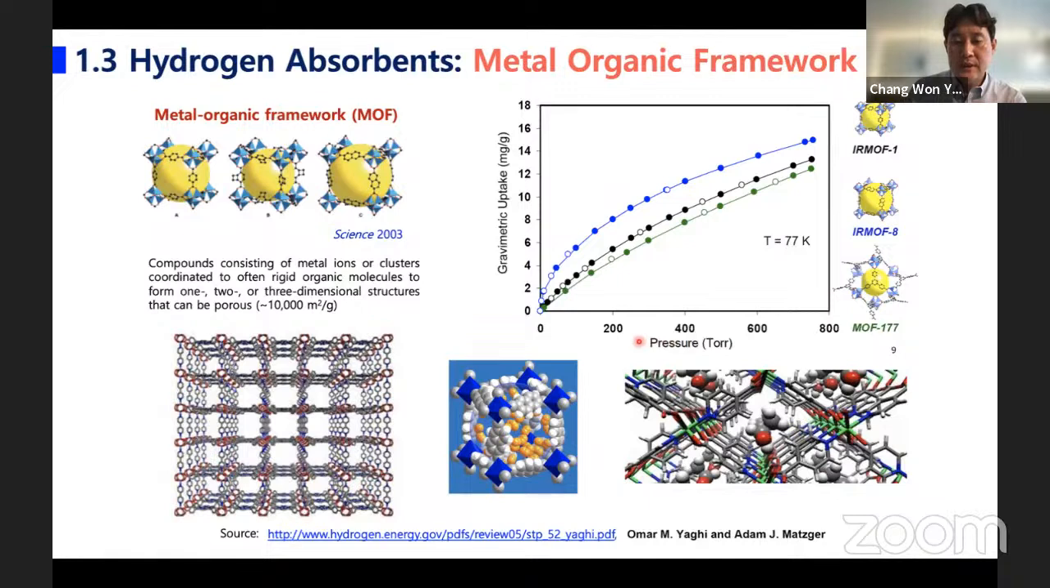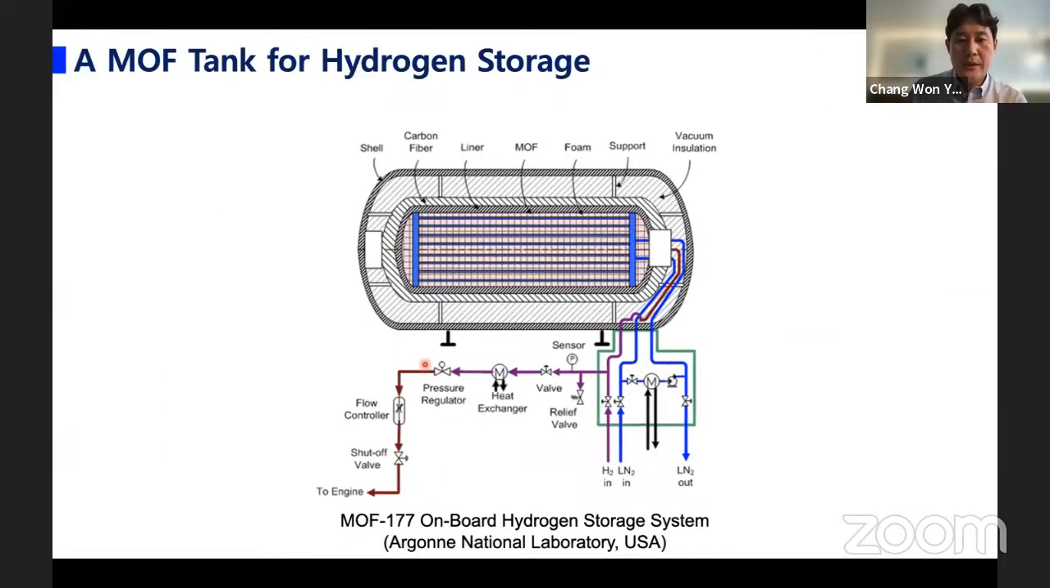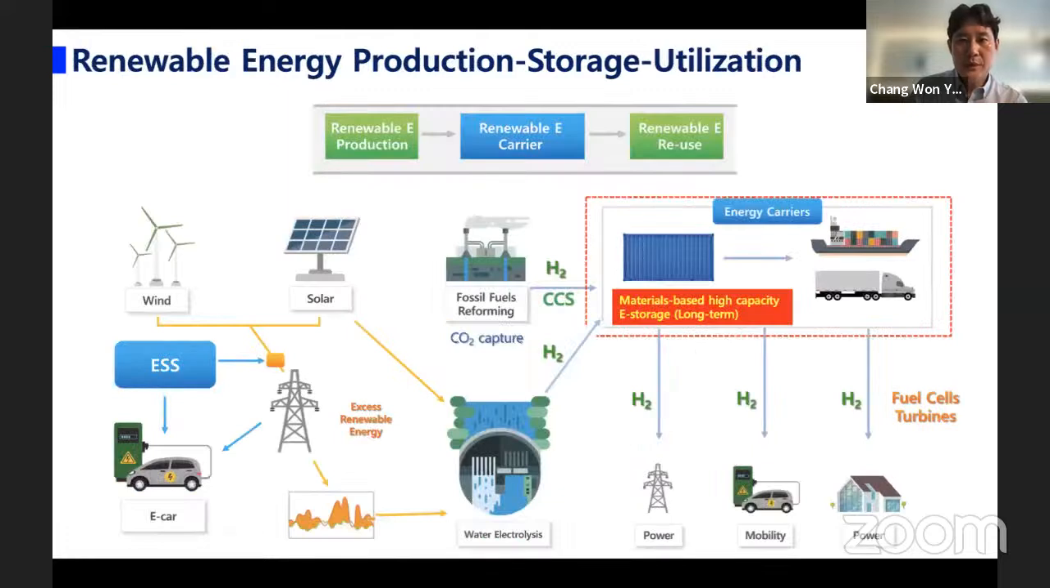But this is scientifically very interesting. In terms of gravimetric hydrogen storage density, these technologies don't meet the commercial level of target for hydrogen storage. So nowadays, this technology is not commercialized. Yeah, that's the concept for a hydrogen storage tank equipped with the MOF, which was developed by Argonne National Laboratory. Okay, so I'm going to skip it.